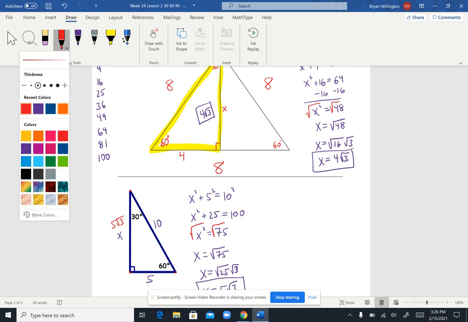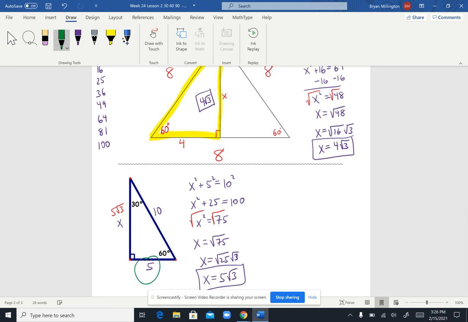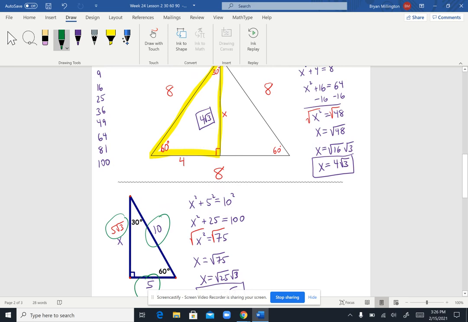All right, so hopefully you're back now after thinking about that. What you might notice is that whatever this side is, the one across from the 30, the one that's across from the 60 is that same number times root 3, and then the hypotenuse across from the 90 is double whatever the shorter leg was. It's double whatever the one across from the 30 was. So we got the short leg, that's 5, the long leg, that's 5 root 3, and then the hypotenuse, that's 10. Here in this one, we got the short leg, that's 4, long leg, that's 4 root 3, hypotenuse, that's 8.